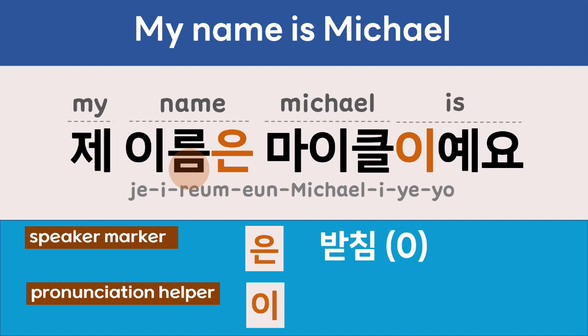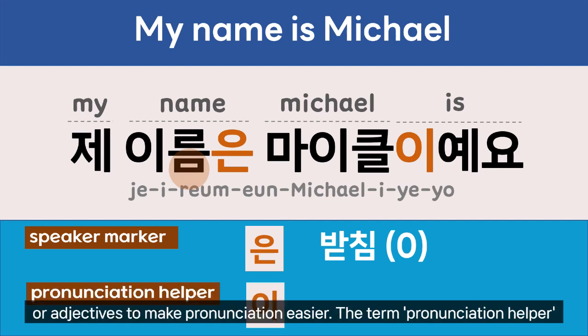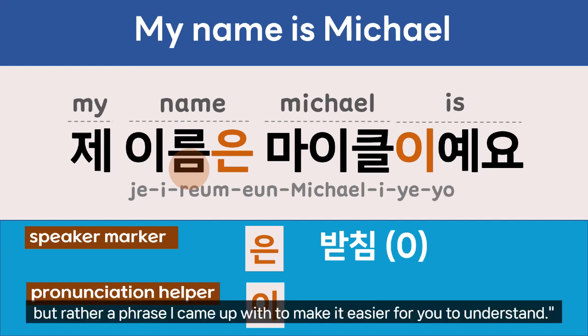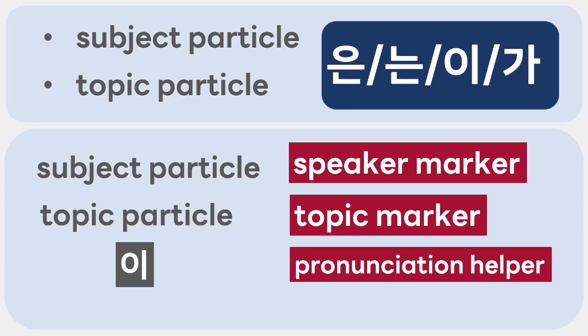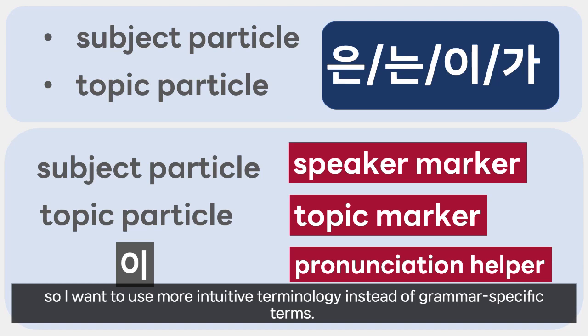이. This character is not a particle, but rather a letter that is used in front of verbs or adjectives to make pronunciation easier. The term pronunciation helper is not an official term, but rather a phrase I came up with to make it easier for you to understand. Korean has particles that indicate the subject or topic of a sentence. They are as follows: 은, 는, 이, 가.